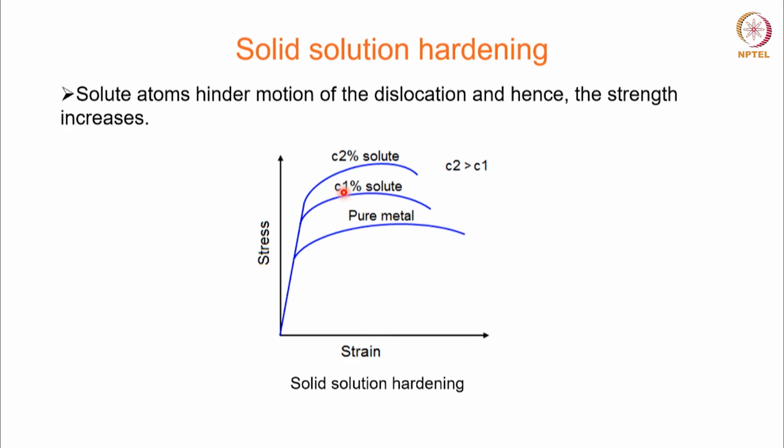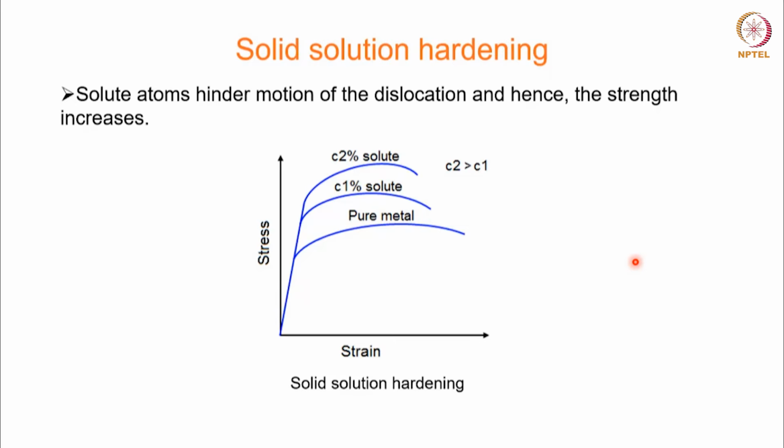So here C1 and C2 indicate the concentration of solute, and C2 is greater than C1. So as you can see, as the concentration of solute increases, the strength also increases. This phenomenon is known as solid solution hardening or solid solution strengthening, because it is coming from the formation of a solid solution due to addition of solute atoms which hinder the motion of dislocations.